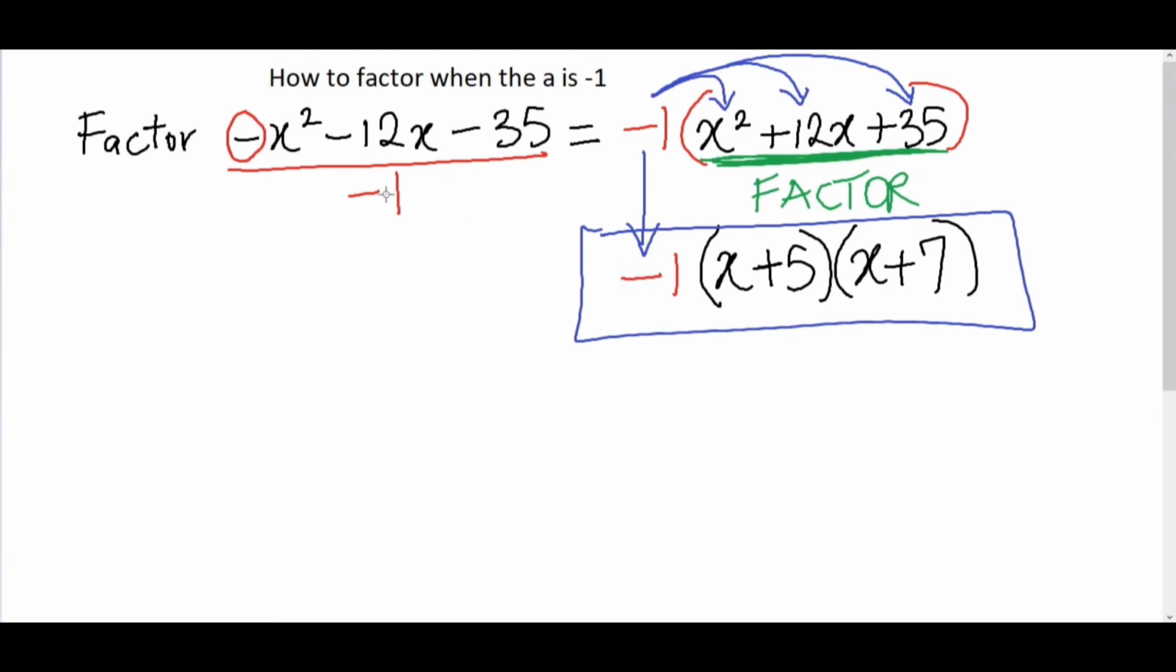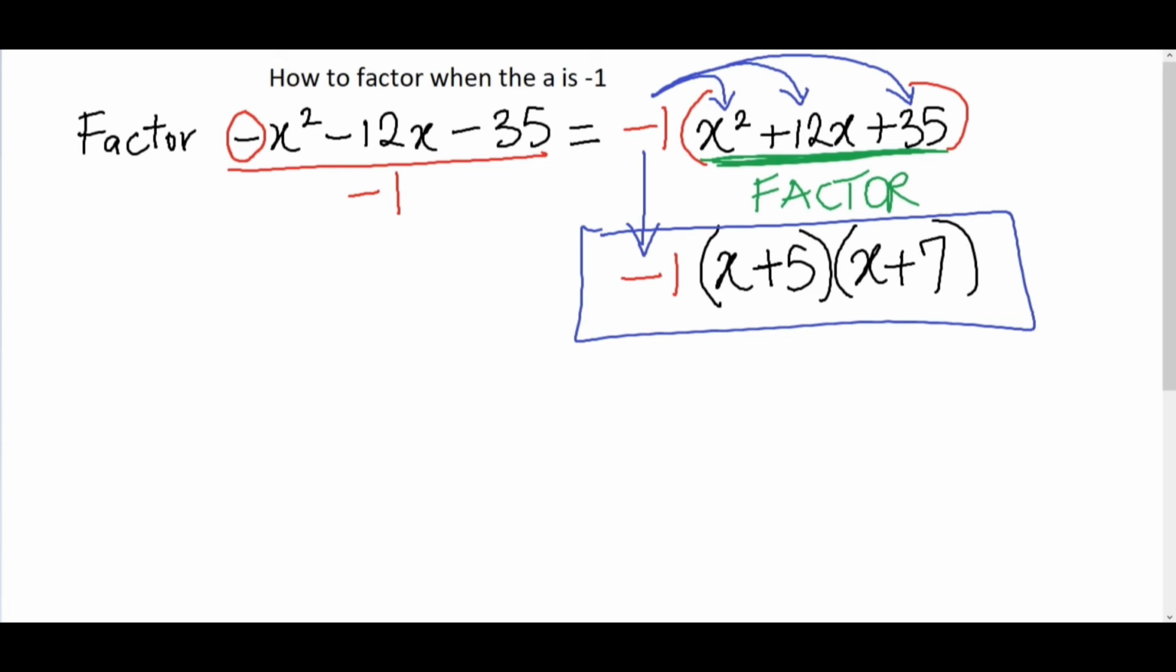That's all. One thing to keep in mind is when you divide by -1, every sign in the problem is going to change to the opposite thing, right? So this negative here changes to a positive. The -12 here changes to a positive. The -35 changes to a positive as well. So that's one thing to keep in mind because you're dividing by a -1. Okay, so that's how you factor when there's a negative in front of the x squared.